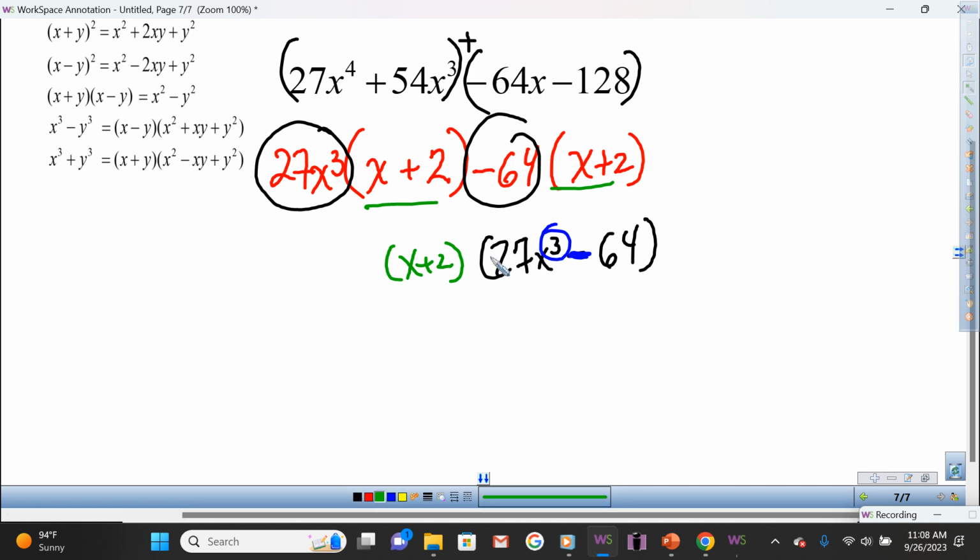Can I take the cube root of 27x cubed? One number times itself 3 times gives us 27. 3 times 3 is 9, times 3 is 27. One number times itself 3 times gives us x cubed: x. All right. Let's see if we can do that with this one. What is the cube root of 64? One number times itself 3 times gives us 64.